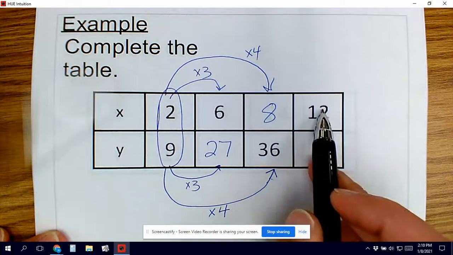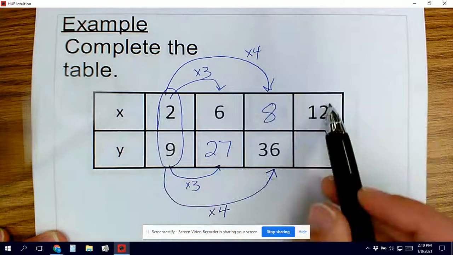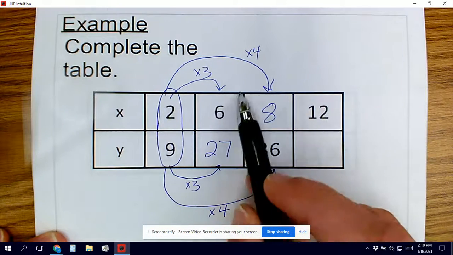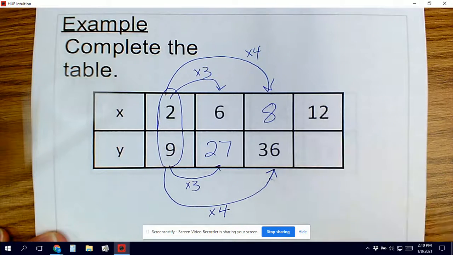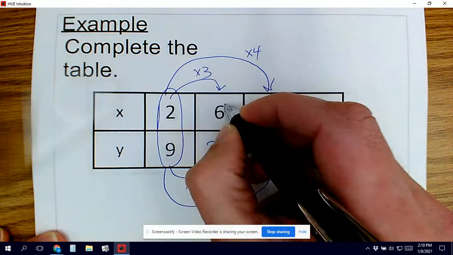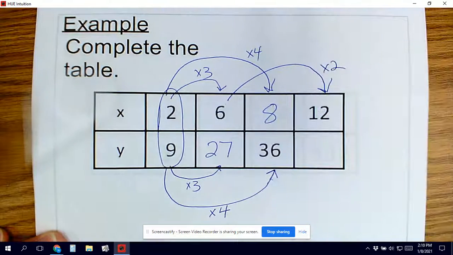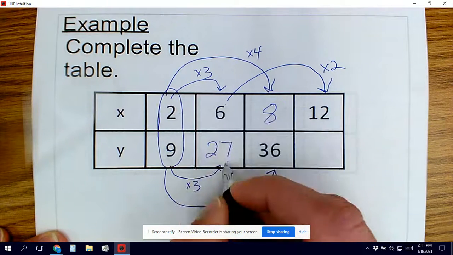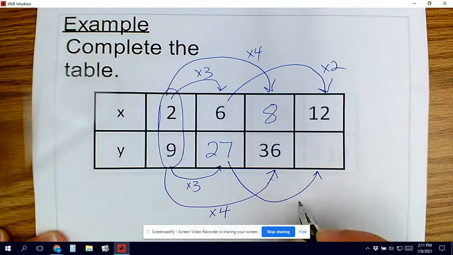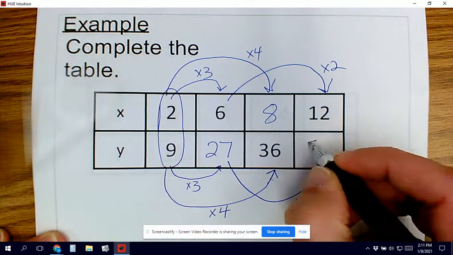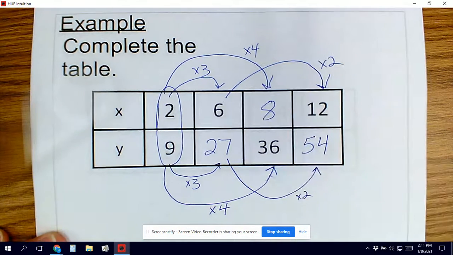Now we have options to get to this 12. You could go 2 to 12 because 2 times 6 is 12, or you could go 6 to 12 because 6 times 2 is 12. It's totally up to you. I'm going to go from the 6. 6 times 2 is 12, so now I'm going to take the 27 times 2, and that gives me a final answer of 54.